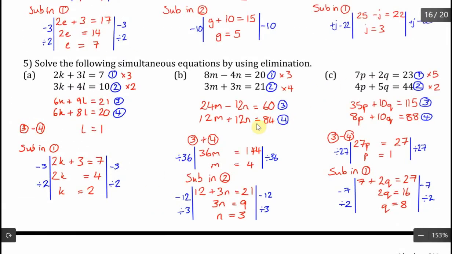Okay, here's the answers to questions B and C. I did actually add these two together because I went for making the n's the same, which is slightly easier, I thought, than making the m's the same. But the other two I used subtractions.